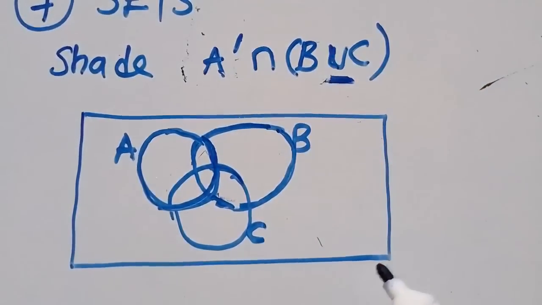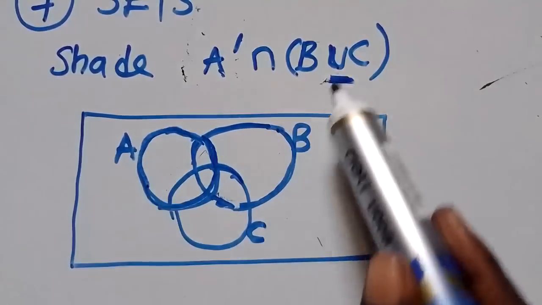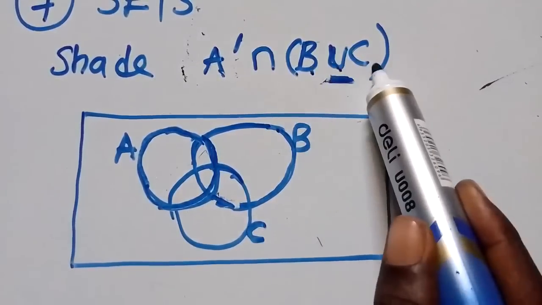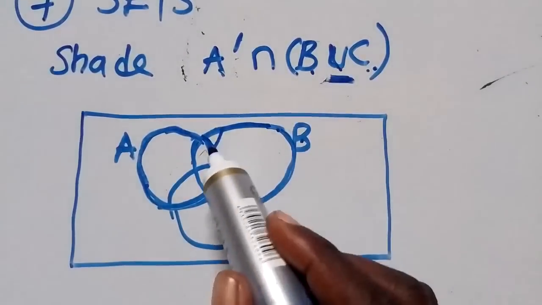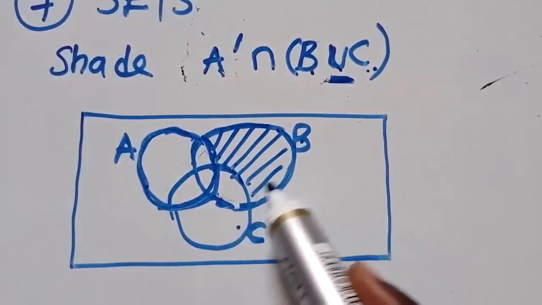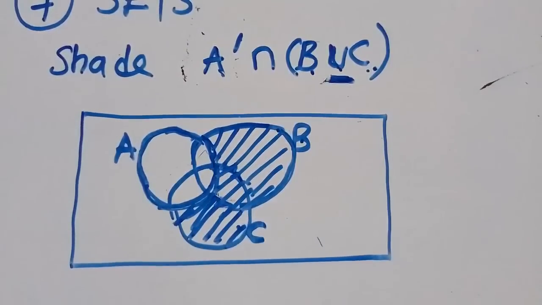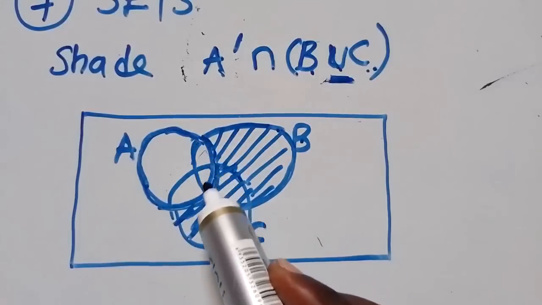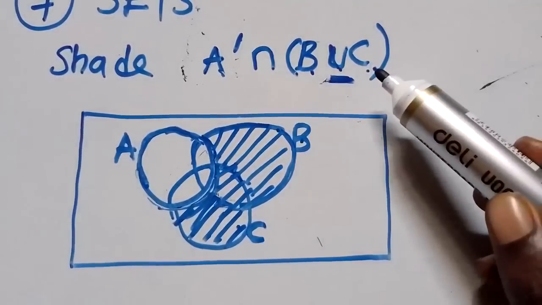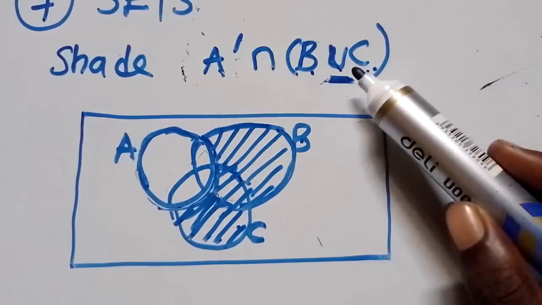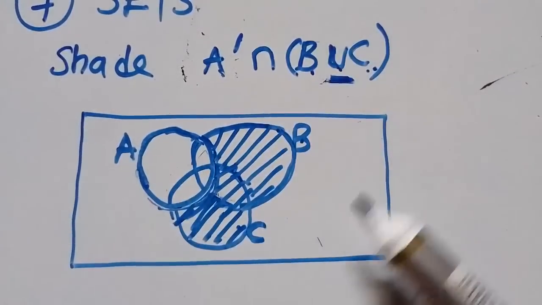So remove A. You remove set A here. Then B union C. B union C is this one. So just shade everything here. This is what you're going to shade. This is how we shade. You remove the A here because it is not included. Like that, you've answered the question. So if it was like that, that's how you need to do it.